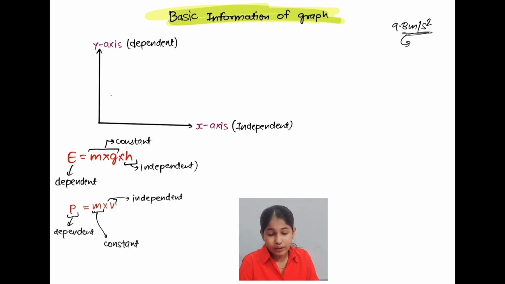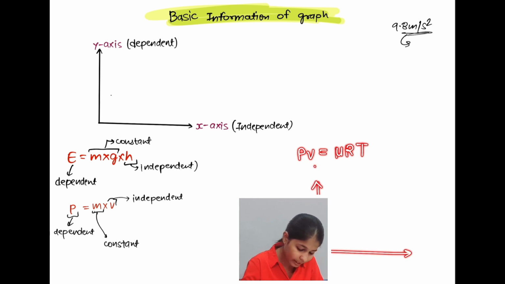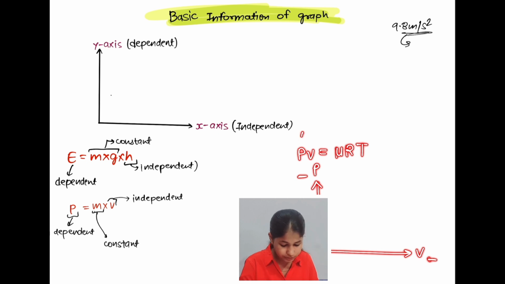Now in case of a graph, sometimes the question will say, if there is a formula like PV is equal to nRT, and the graph is given, and it asks that you plot the graph between P and V, means this P and this V.